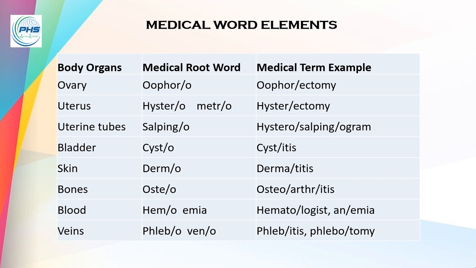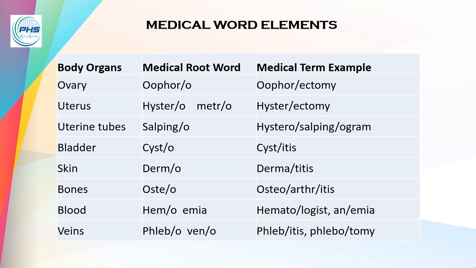Next, uterine tubes. The medical root word is salping, and the term example we can look at is hysterosalpingogram. A hysterosalpingogram, usually referred to as HSG, is an X-ray procedure used to see whether the fallopian tubes are patent, that is open, and if the inside of the uterus or the uterine cavity is normal.